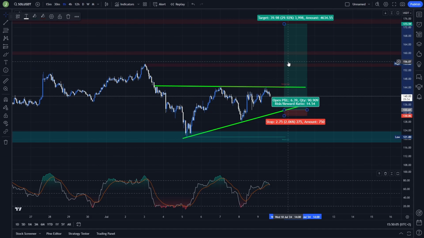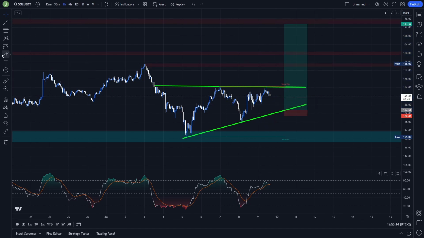So with this trade, from a risk reward ratio of 14.5, the risk reward ratio will be like 10.5, 11, something like that, and that's in my opinion still really insane. So you can also keep an eye on this potential setup.